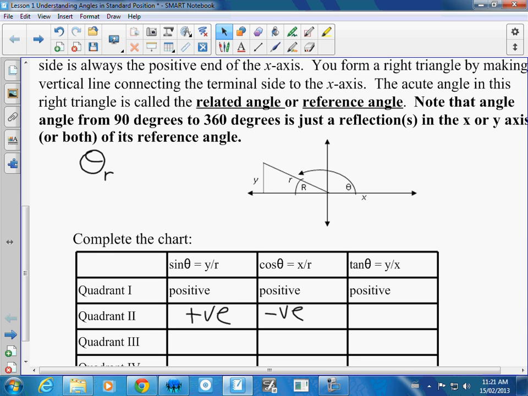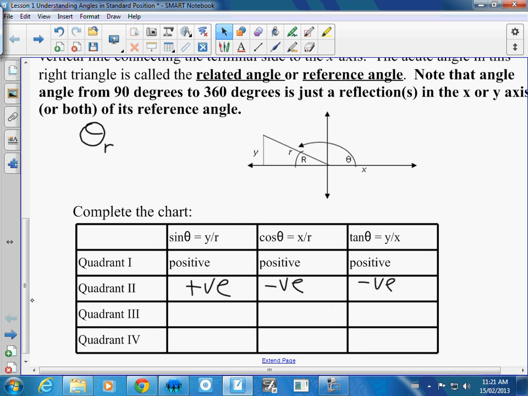What about tangent? Tangent is y over x. Y is positive. X is negative. Positive divided by negative is a negative. Now, does this look familiar when we talked about coordinates within those quadrants? Think about quadrant 1. Both x and y are positive. Quadrant 2, x is negative, y is positive. What about quadrant 3? Both negatives. What about quadrant 4? X is positive, y is negative. Right? This is kind of the same thing, isn't it? We're just happening to include what now? What letter? R. We're talking about the radius.